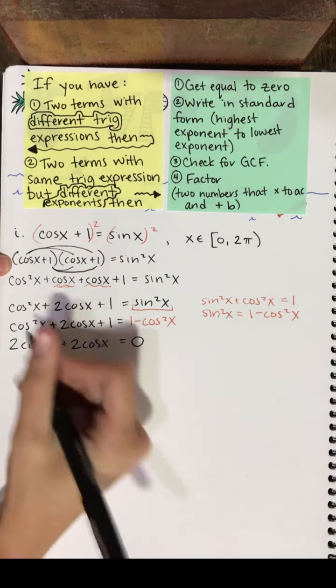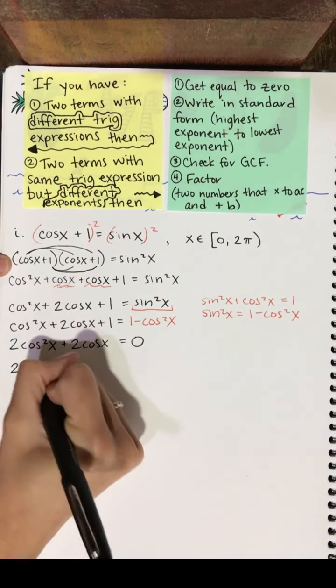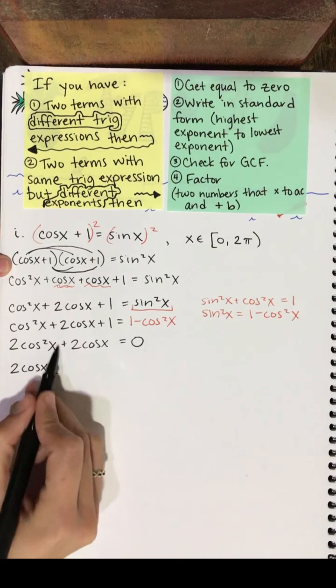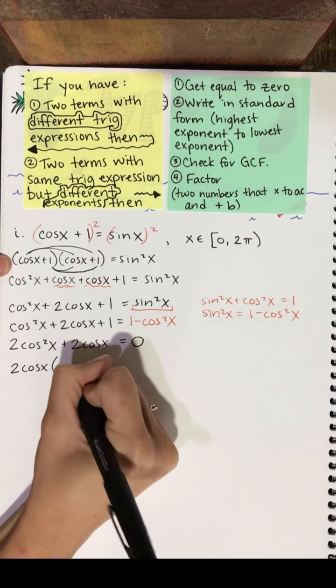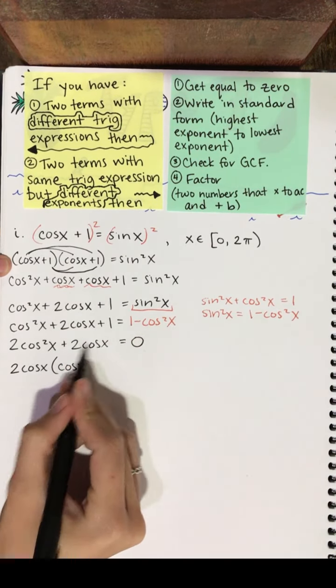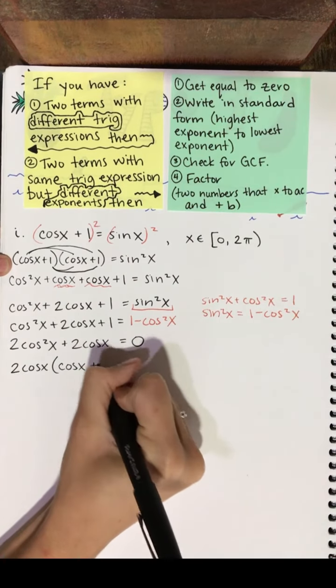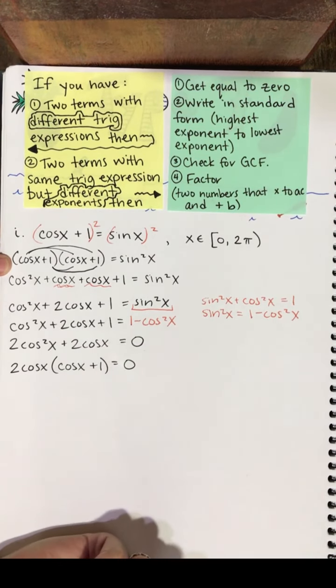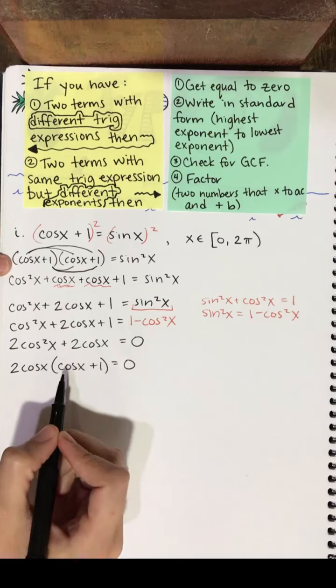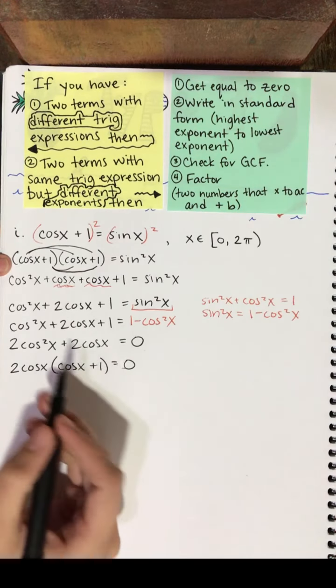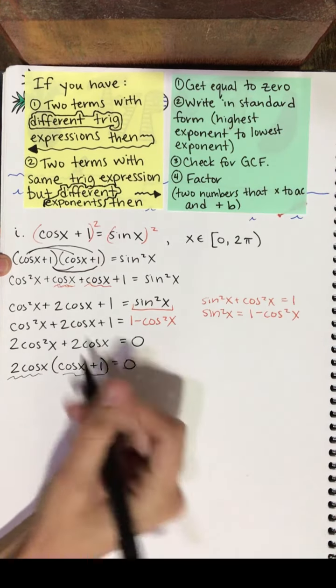So I'm going to divide that out. I'm going to have 2 cosine of x. If I divide this term by 2 cosine x, I'll be left with just cosine x. 2 cosine x divided by 2 cosine x is 1. Okay? Now I've got two factors equal to 0. They multiply to be 0, so I can set each factor equal to 0.